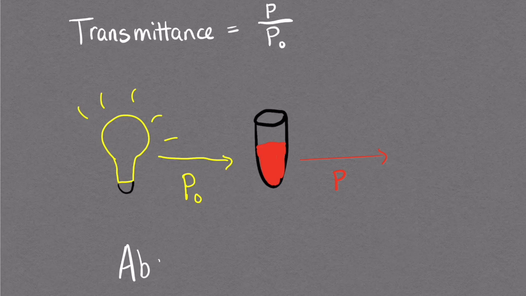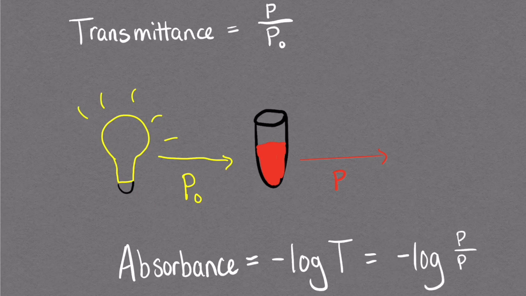How do we find absorbance? Well, I was just getting to that. Absorbance is the negative logarithm of transmittance. Oh, that looks like complicated math. Not really. The negative sign means that there's an inverse relationship.